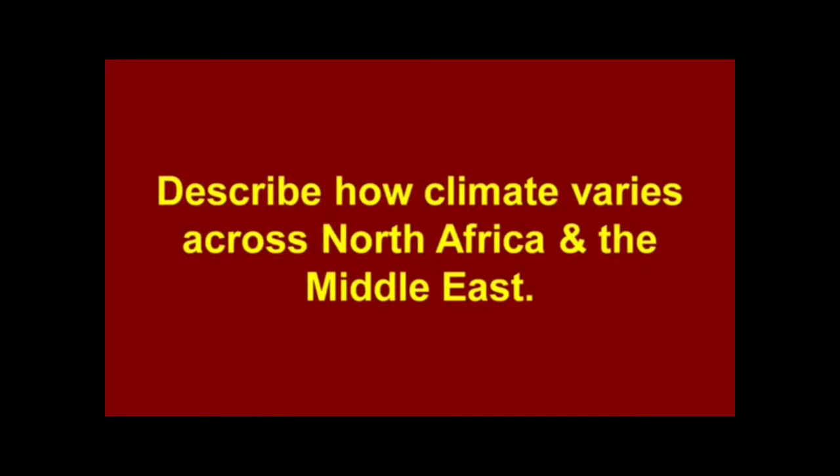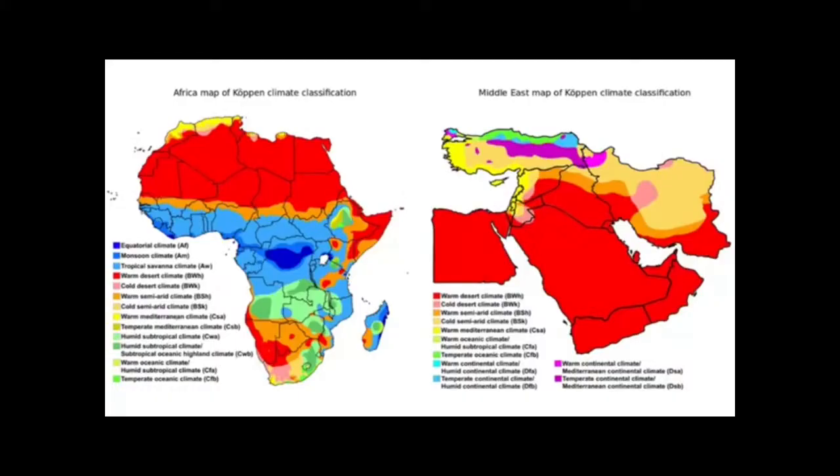Now I'm going to describe how climate varies across North Africa and the Middle East. It doesn't have as much complexity as North America and Sub-Saharan Africa. Why not? Because it's mostly a B climate.